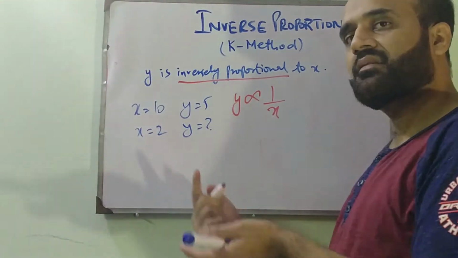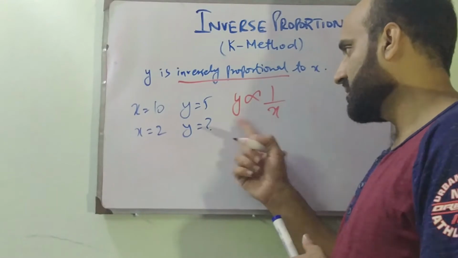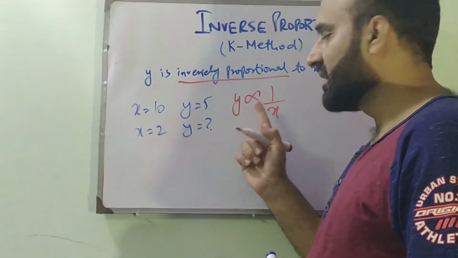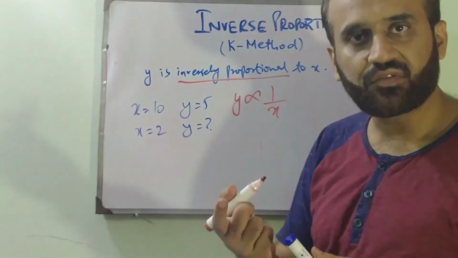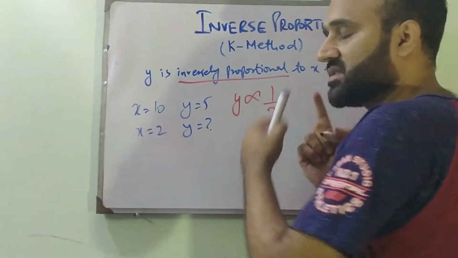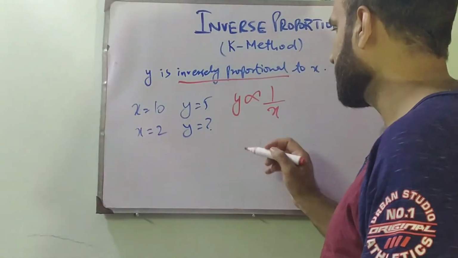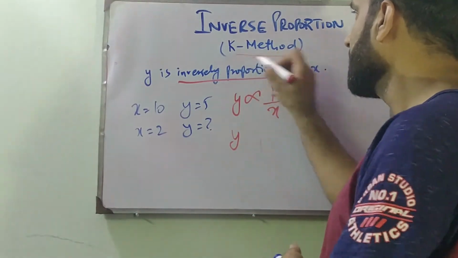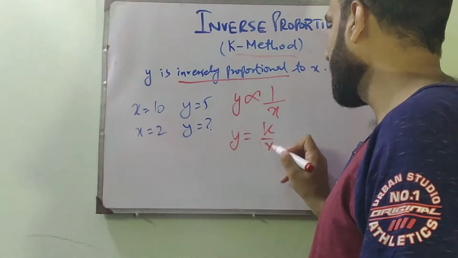So again, the same pattern. In order to find out the equation connecting x and y, you need to get rid of this proportional sign. For that, you need to replace the proportional sign with the sign of equality by placing a constant of proportionality, that will be k in this method. Because of this k, we have the method named K method. Fine. So y equals k by x.